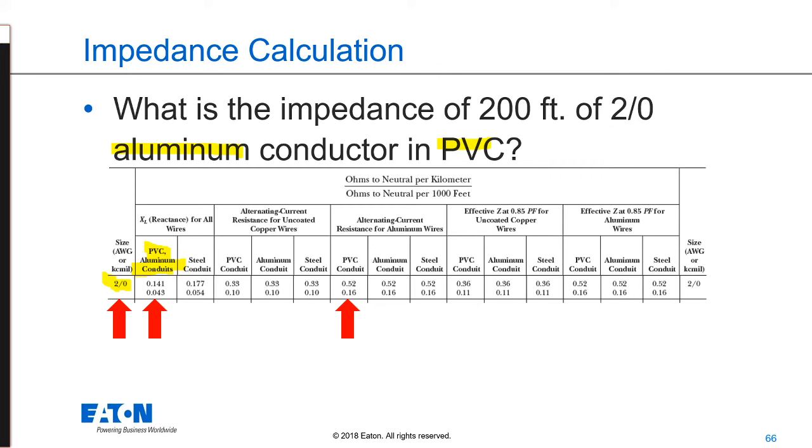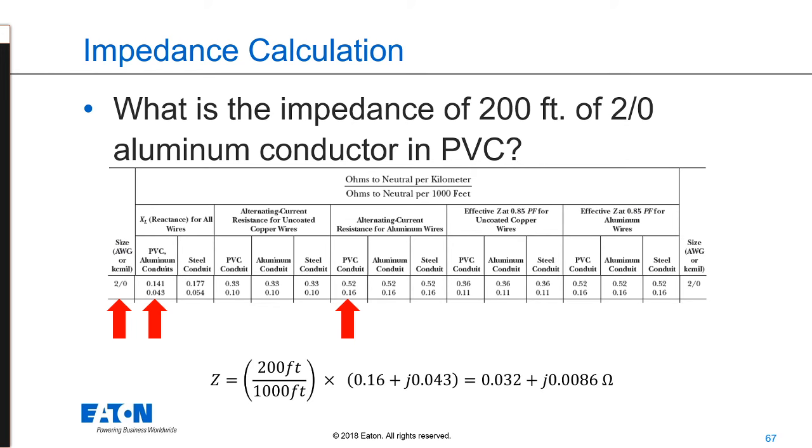That's the X. The R is the resistance. Again, aluminum wires because I'm aluminum, and I'm looking at in PVC, so I'm looking at that column right there. That's how you come up with the data for the impedance of that run of conductor. And then Z is 200 foot. I have to always remember, I've got to convert this. I said the impedance of 200 foot, so it's not, this is all per 1,000 foot. So I have to take 200 divided by 1,000, multiply that by the numbers I got off the table, and this 0.032 plus J 0.0086, that is my resistance is 0.032. My X is 0.0086. And you can see how small of a resistance or impedance that really is.